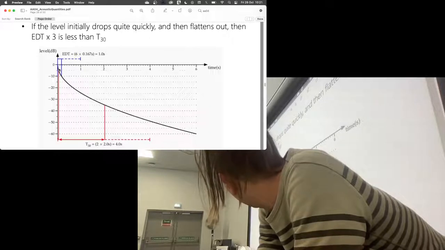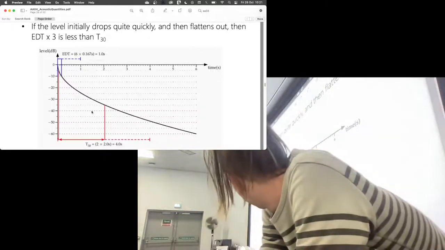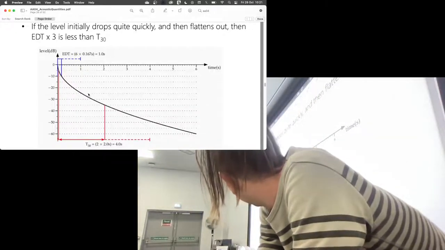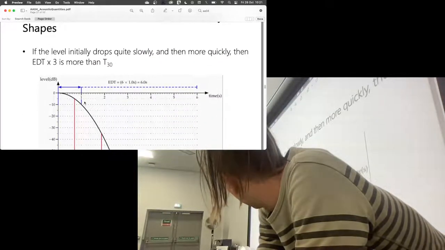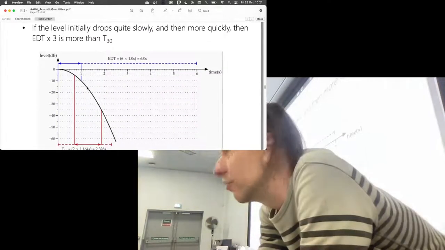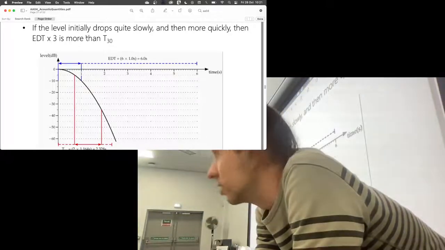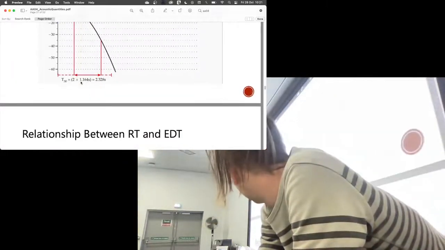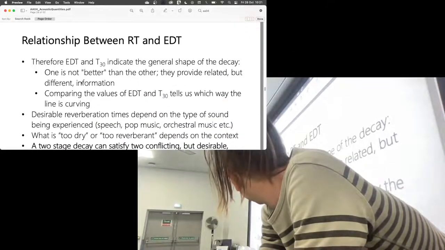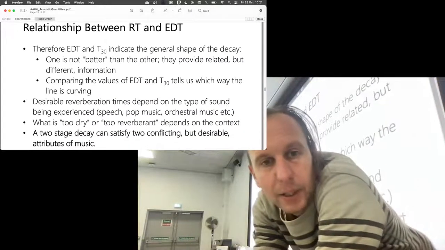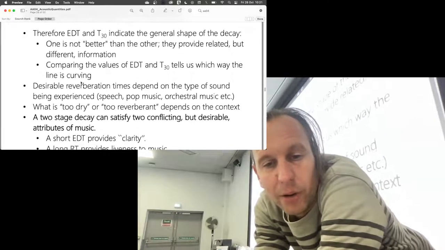So kind of spiking without significant early reflections, and the other way around, humping with significant early reflections, and how this affects the T30 versus T60. I guess it's fairly straightforward.